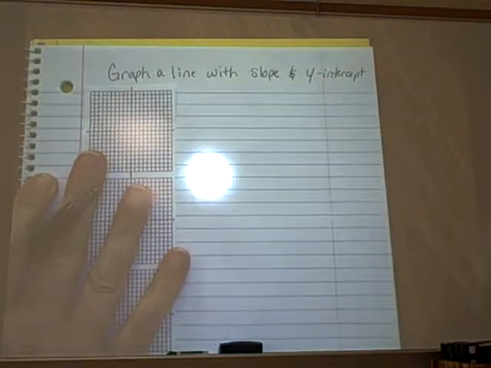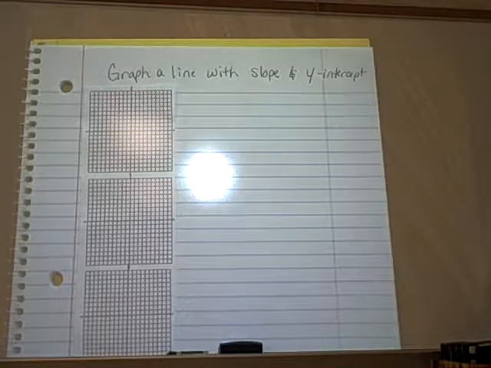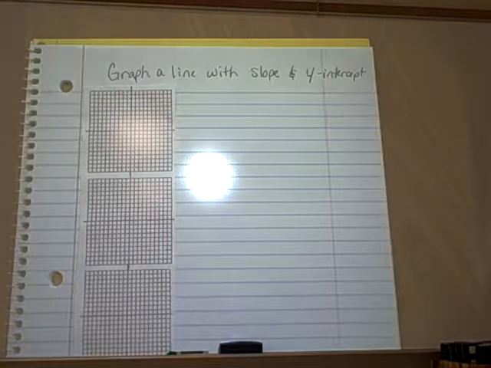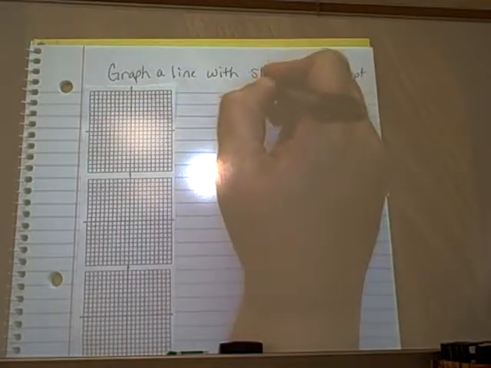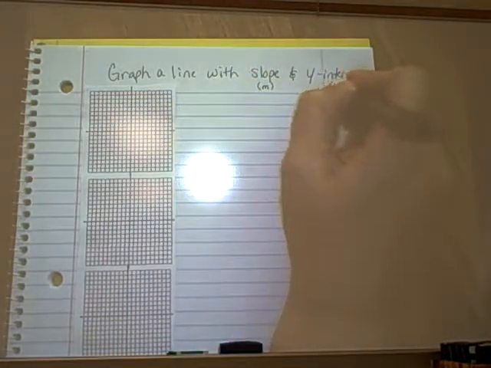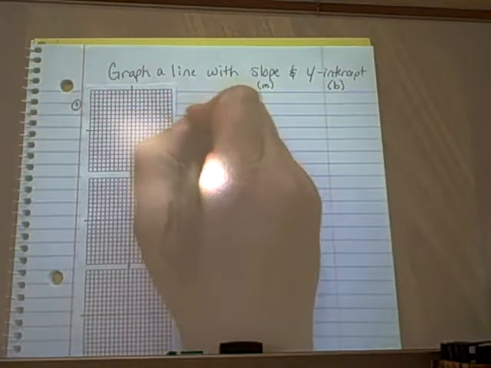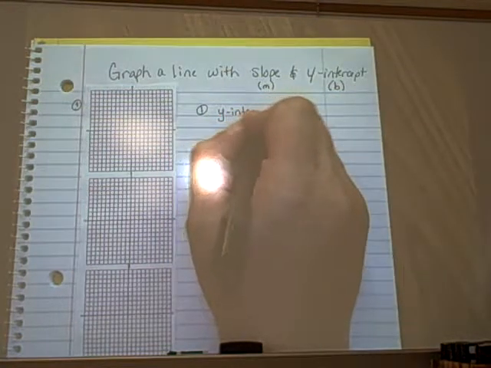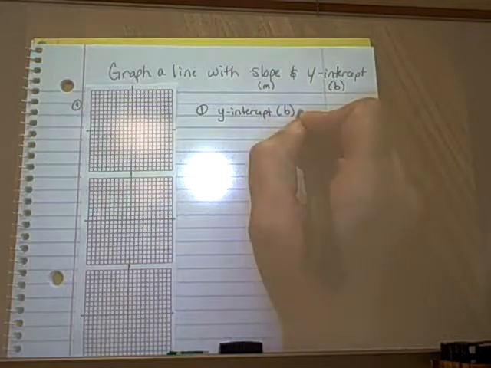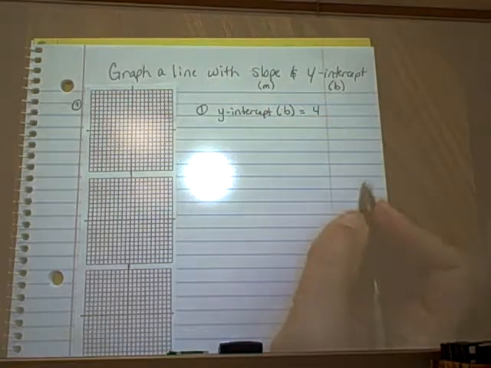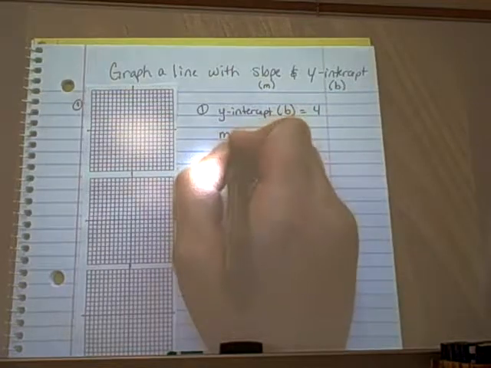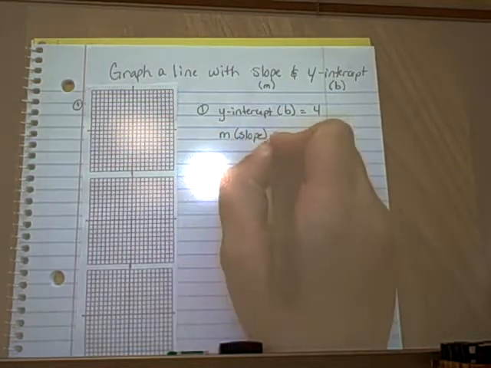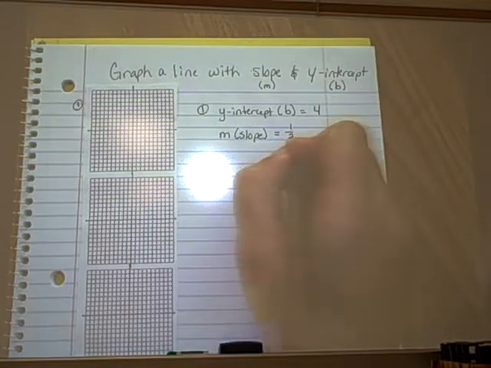Okay, so I told you that the y-intercept is the one that's kind of special. We use it a lot. The x-intercept we don't use as much. But that's okay. We're going to use the y-intercept and we're going to use the slope on these. And remember, slope is m, y-intercept is b. So for our first one, your y-intercept, or b, is 4, and your slope, or m, is 1/2.